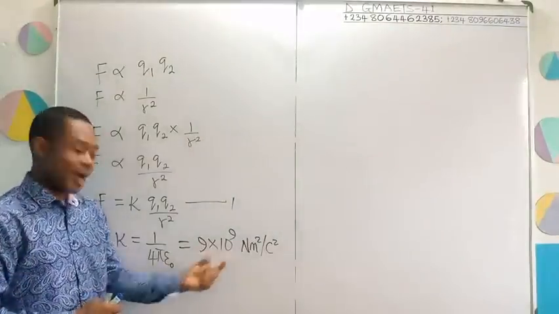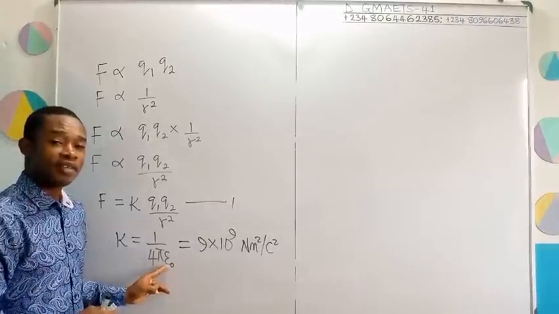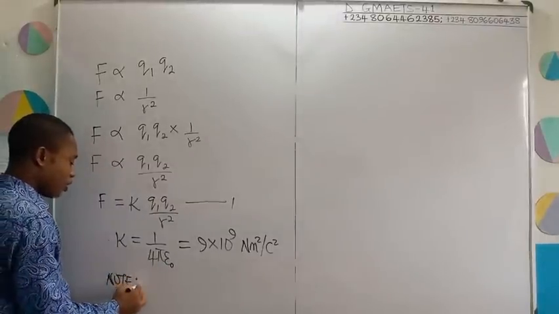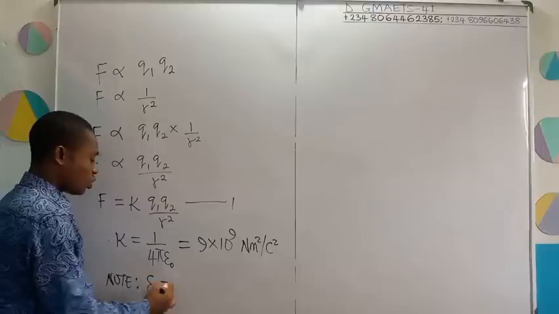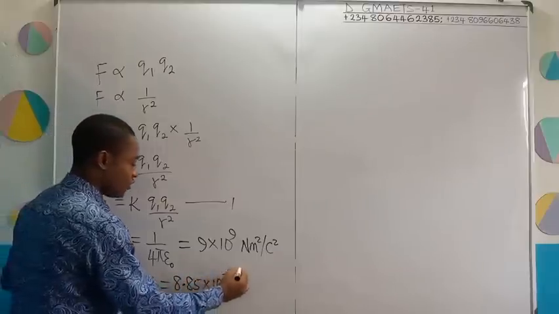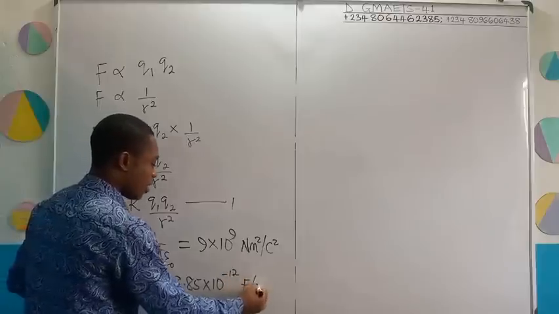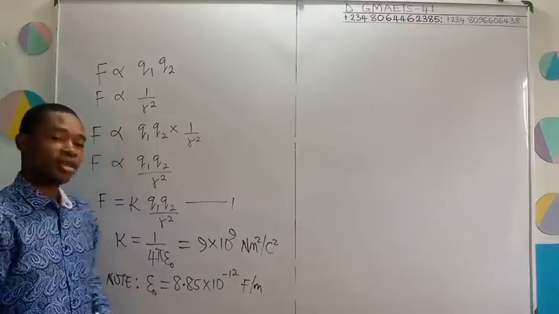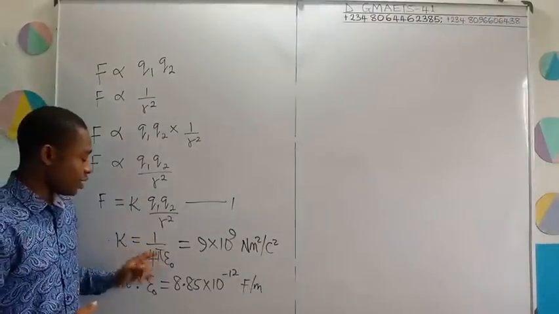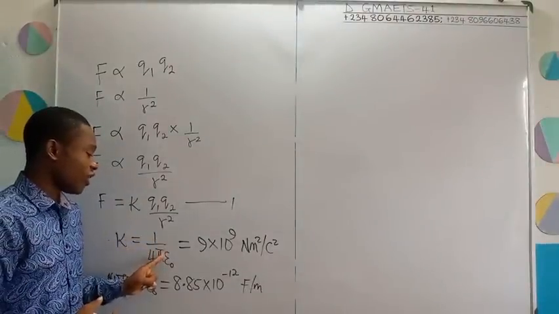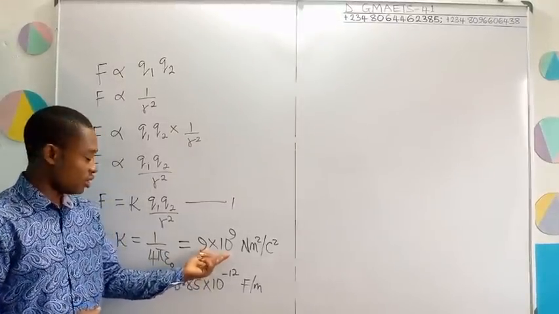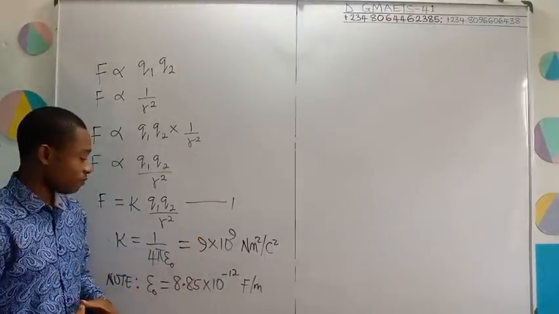this value is obtained by substituting for the permittivity of free space. I'm going to give it to you as notes. Is that okay? This permittivity of free space, epsilon naught, is equal to 8.85 times 10 to the power of negative 12 farad per meter. So actually, if you pick your calculator and press 1 over 4 pi multiplied by 8.85 times 10 to the power of minus 12, you would get this value. Is that okay? You would get this value approximately.